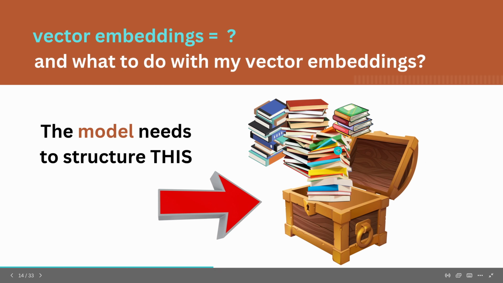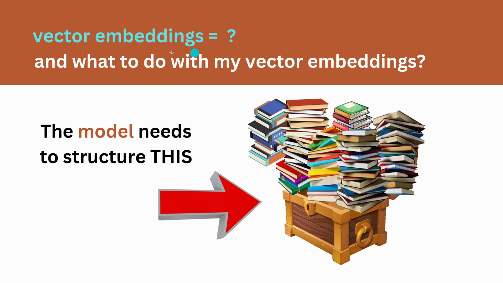Beautiful. So now you say, okay, so I have now my vector embeddings. And I have all the data as vector embeddings. What do I do now with my input vector embeddings, and how do I build a system out of this?